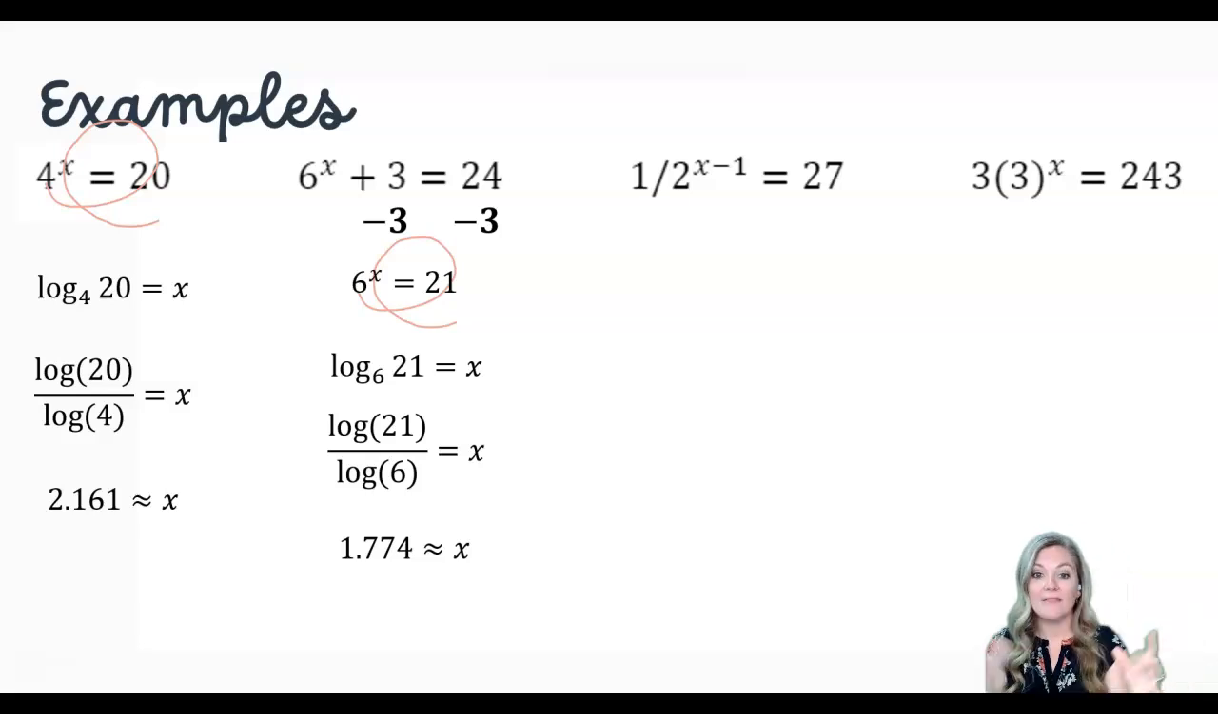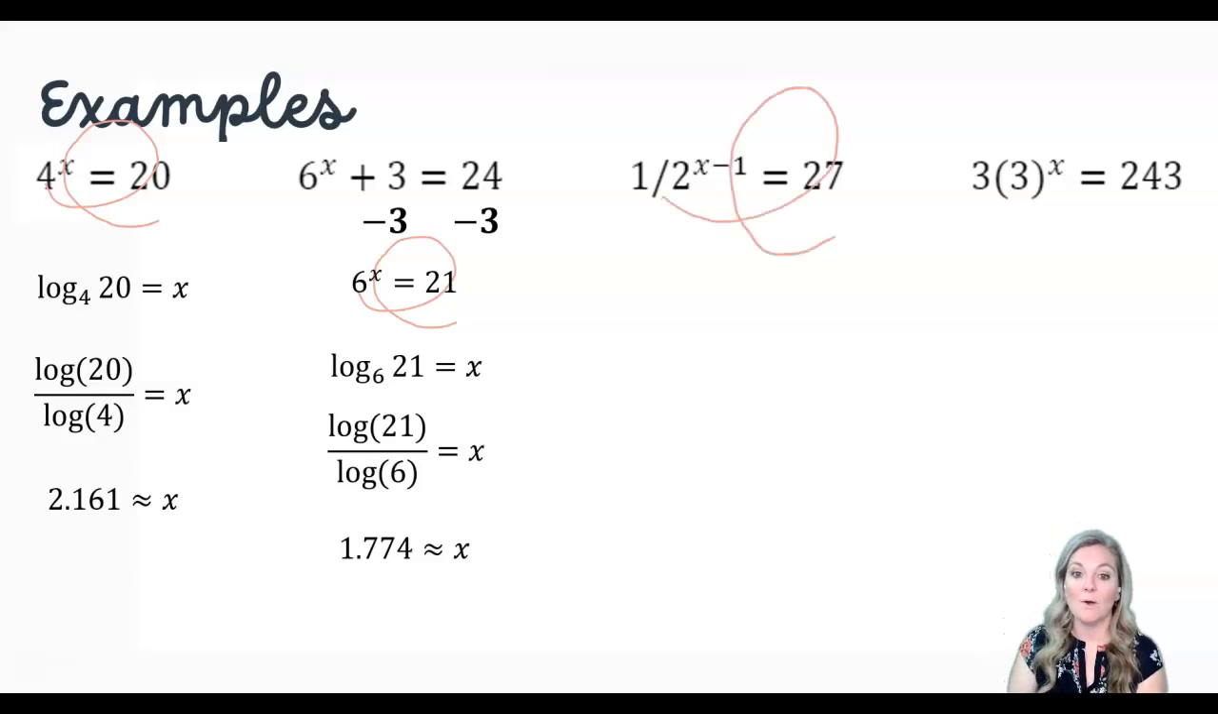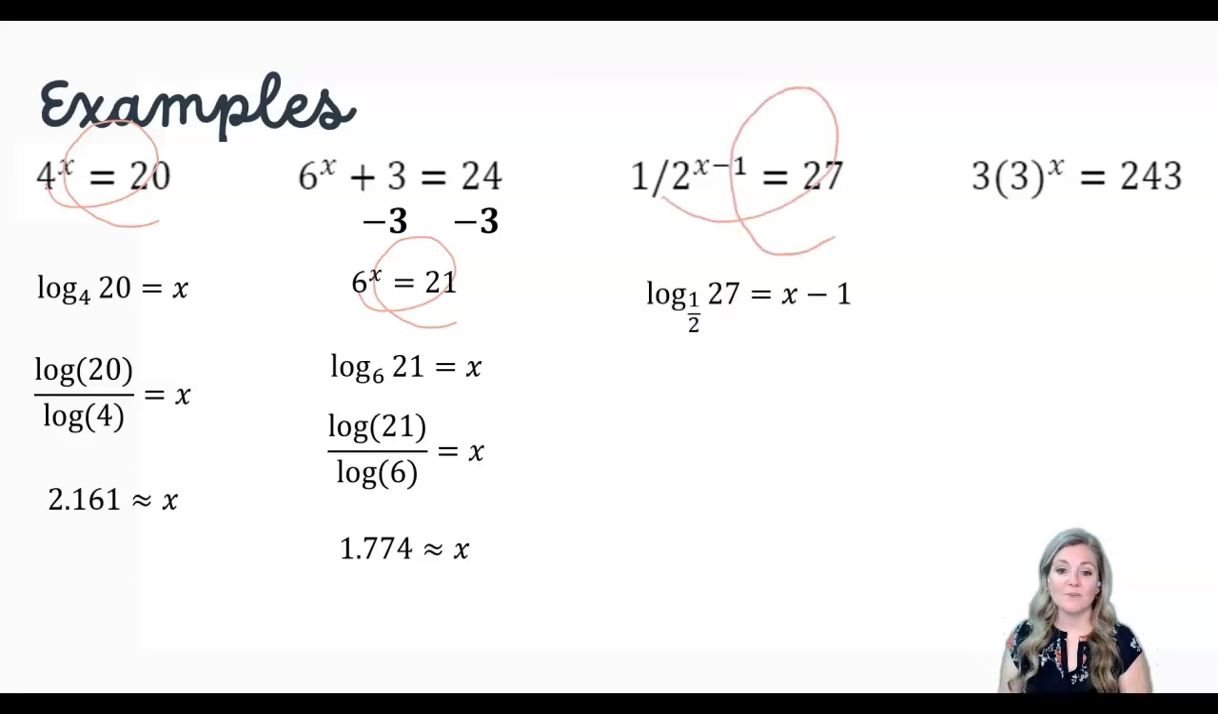The next one, there are some things outside of my x, but it's attached to my exponent. So I can't move that 1 because it's part of the exponent. The b is by itself. There's not an a out in front, and there's not a k. That's an h. I can't do anything with the h yet. So I'm going to rewrite it. So this is log base 1/2 of 27 is equal to x minus 1.